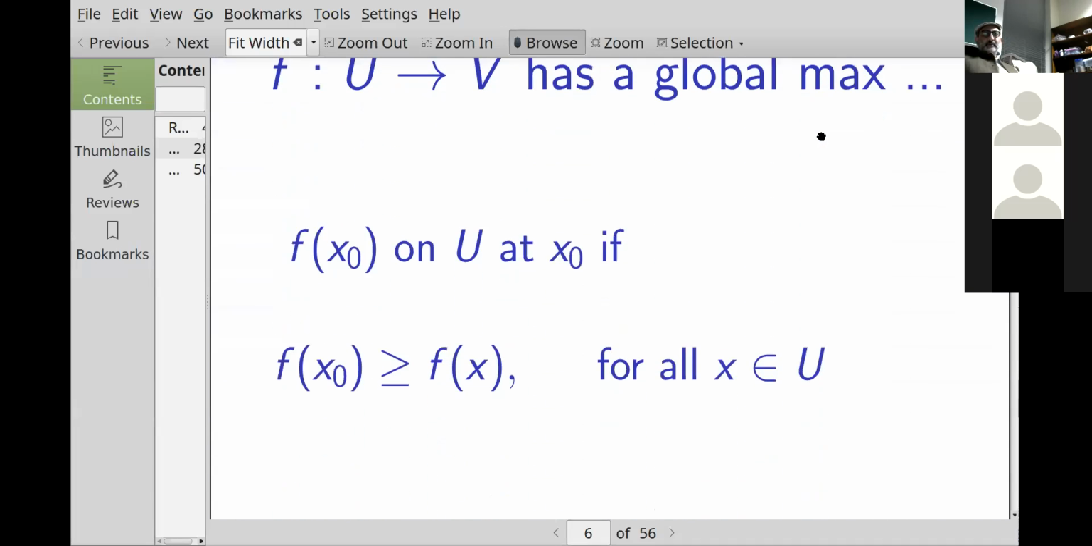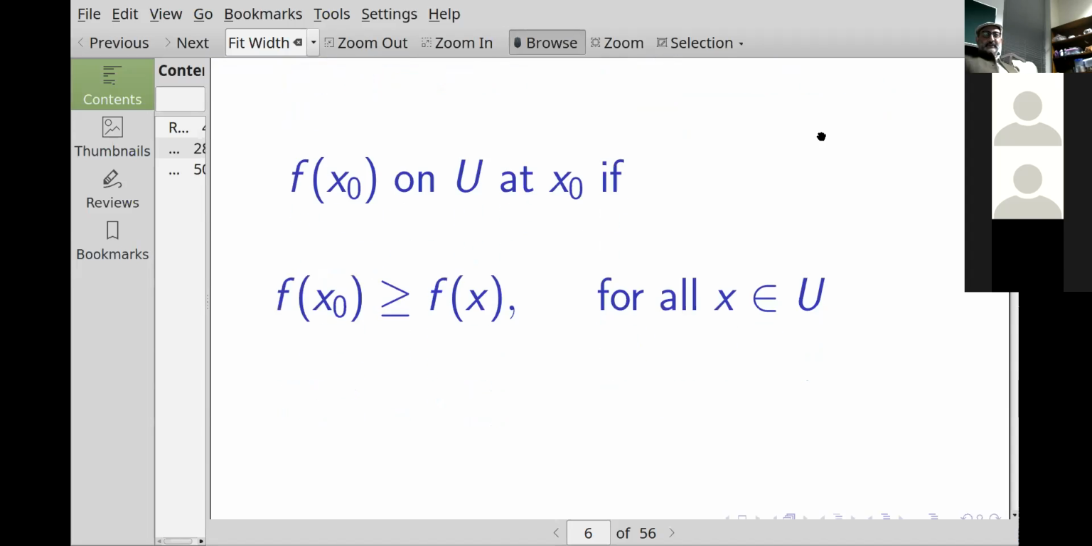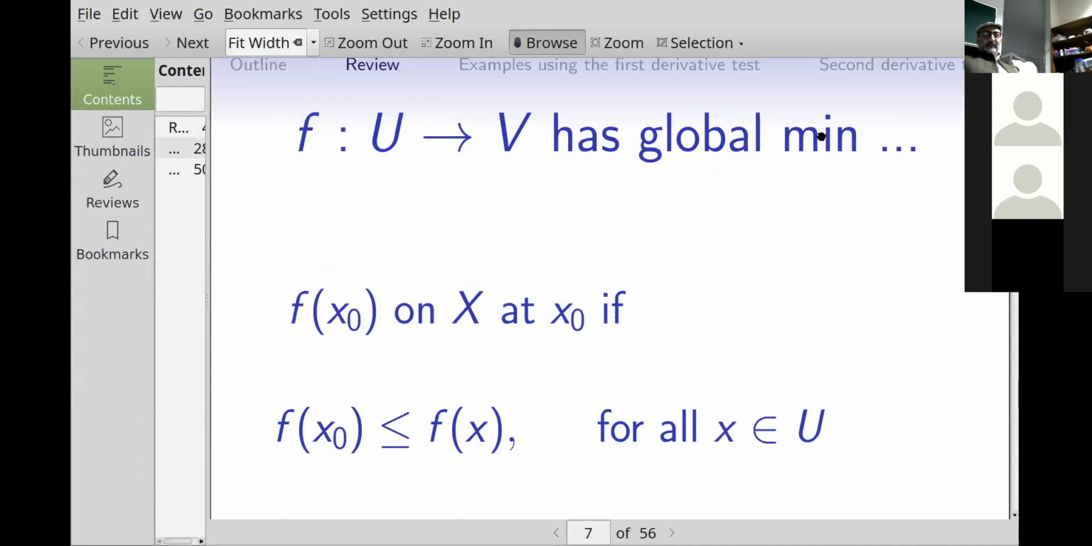Okay, so for a global max, what we're saying is that you have a global max of f of x naught at x naught if f of x naught is bigger than or equal to f of x for every x in the domain of f. And similarly, for a global minimum, f of x naught on U, sorry, that's a misprint, on U at x naught, if f of x naught is less than or equal to f of x for all x in U.